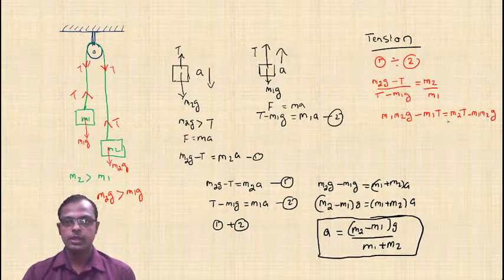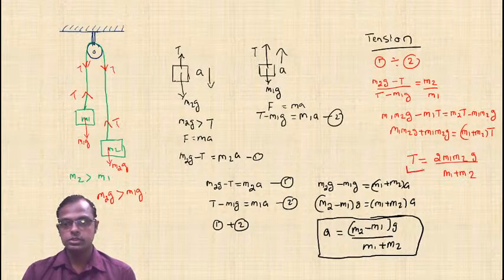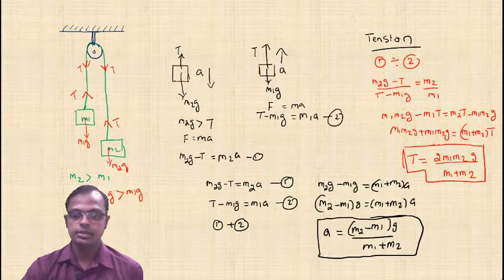Hope it is clear. Now take the G part together on the left hand side and the T part on the right side. So you will get M1 M2G plus M1 M2G is equal to M1 plus M2 into T. That is, tension T is equal to 2M1 M2G divided by M1 plus M2. So this is the way to calculate the tension acting in the stretched string.